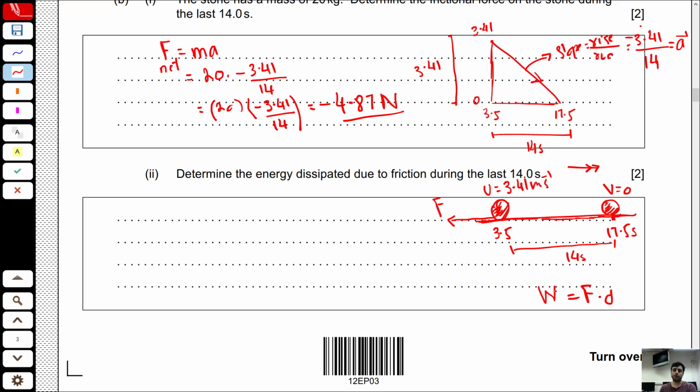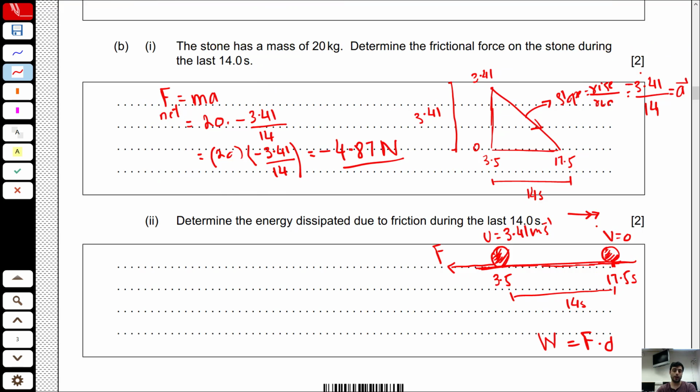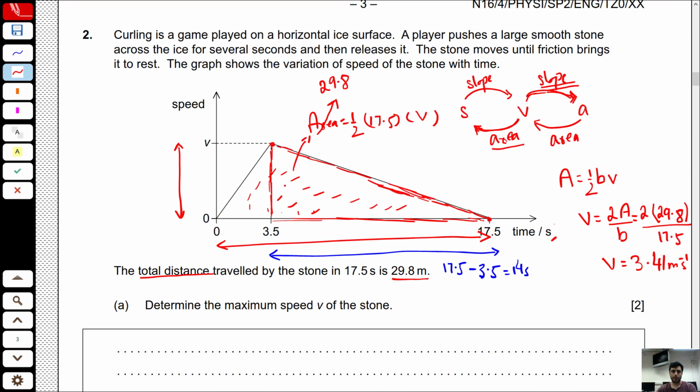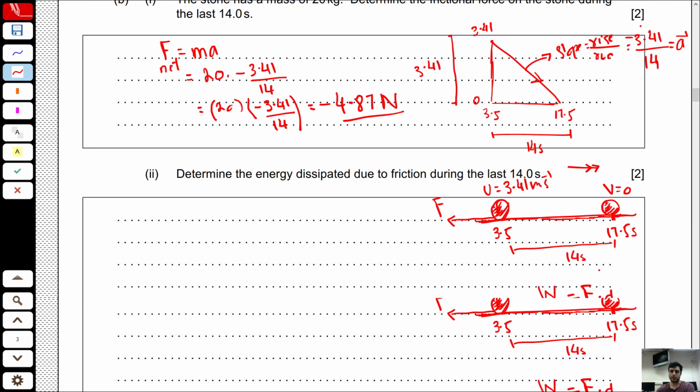But the problem with using this equation is we don't know how much distance it travels in the last 14 seconds. Well, you can find that by calculating the area under this graph. So this section of the area. For the last 14 seconds, just find the area of this triangle. Not the entire triangle, but only this part of the triangle, because this is the distance it travels during the last 14 seconds. And then just sub it in here.